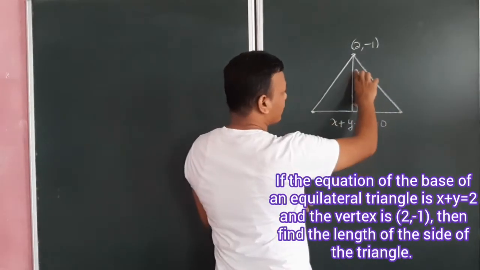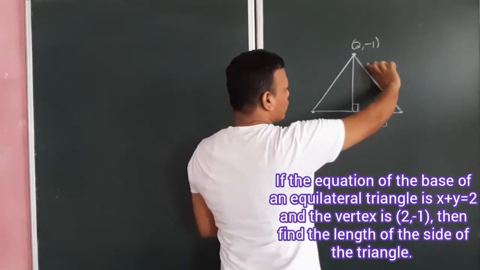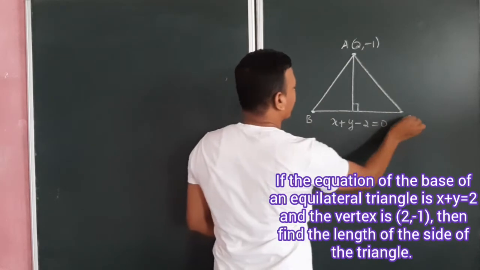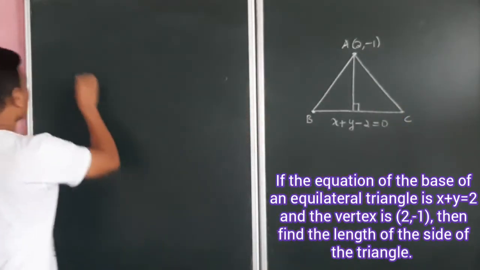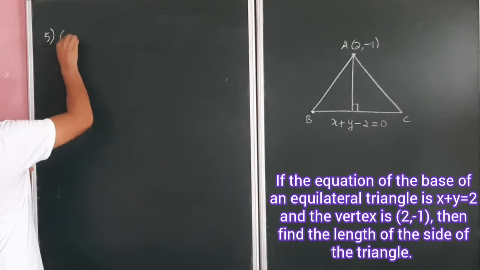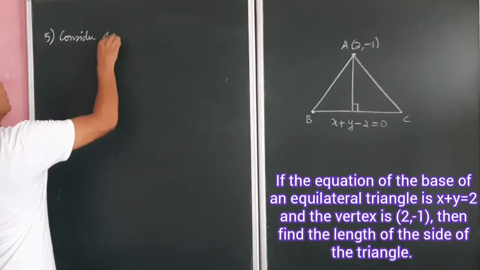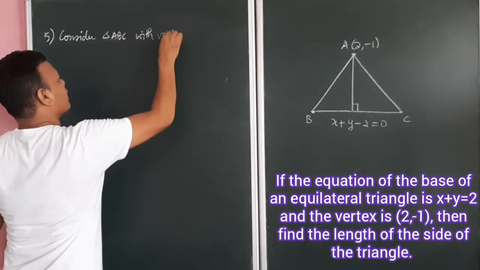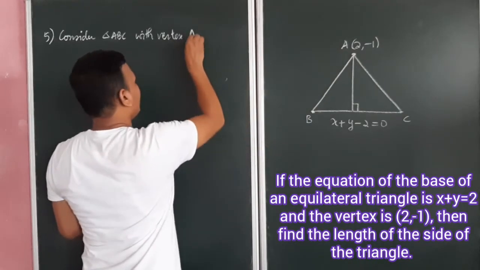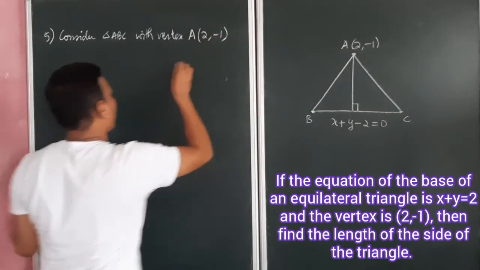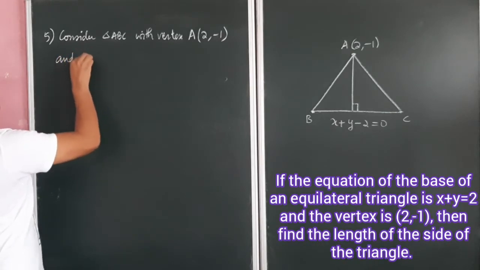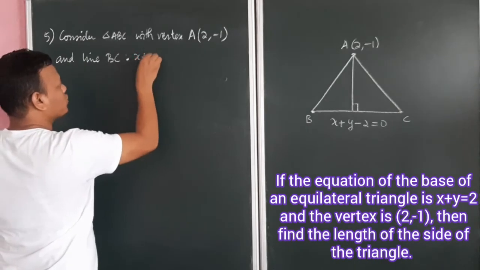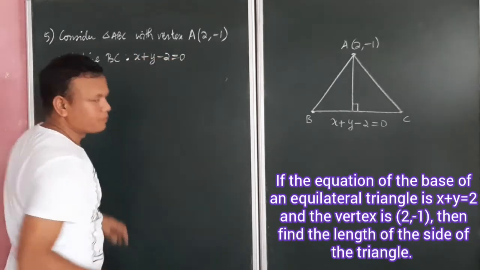Okay, so we'll find this. This will be a. This will be 2a. We'll use Pythagoras theorem. Okay, so let me write this as a, b, and c. Okay, so this is question number 5. So consider triangle ABC with vertex A as 2 comma minus 1 and line BC as x plus y minus 2 equals to 0.